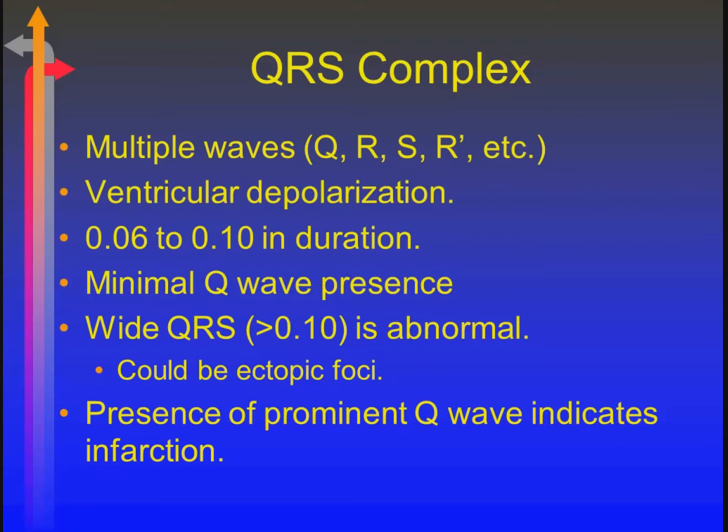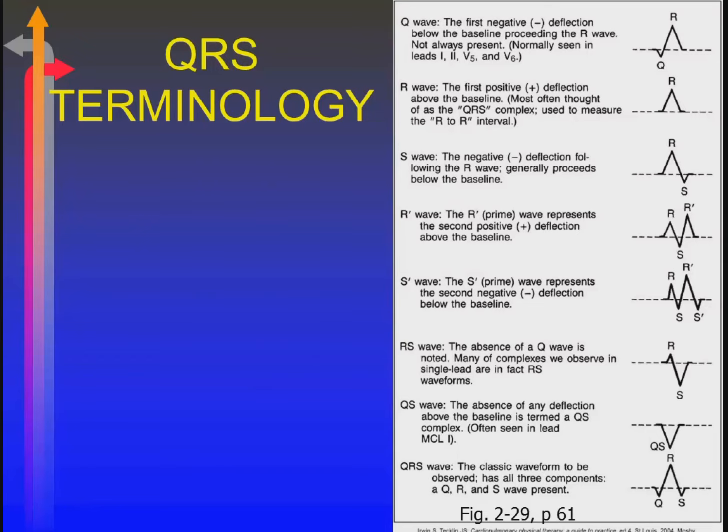The way that we determine that there is an old infarction present is by the presence of a prominent Q wave in leads which are indicative of that part of the heart. So somebody can have an MI 15 years later, and that Q wave will always be there. We can say it's an old anteroseptal MI.